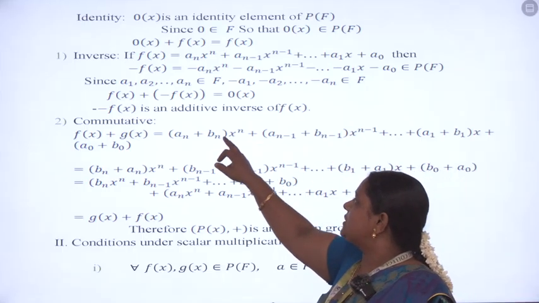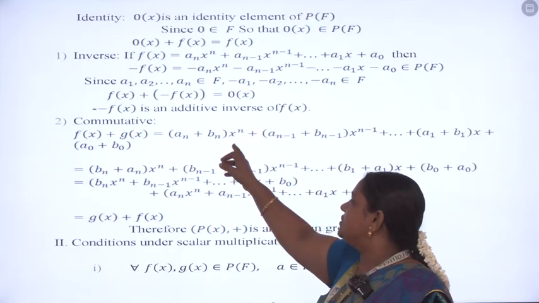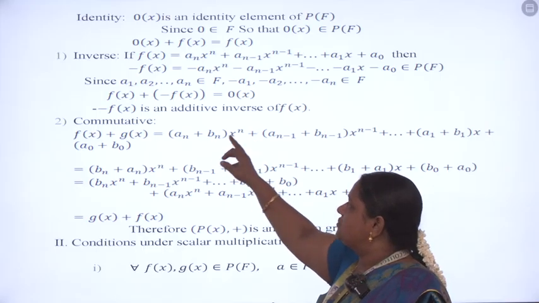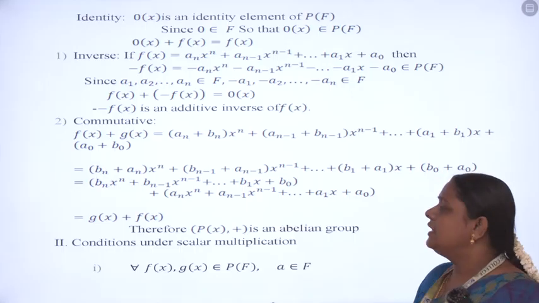So consider f of x plus minus f of x. When you add up these two, we will get 0 of x. So minus f of x is the additive inverse of f of x.